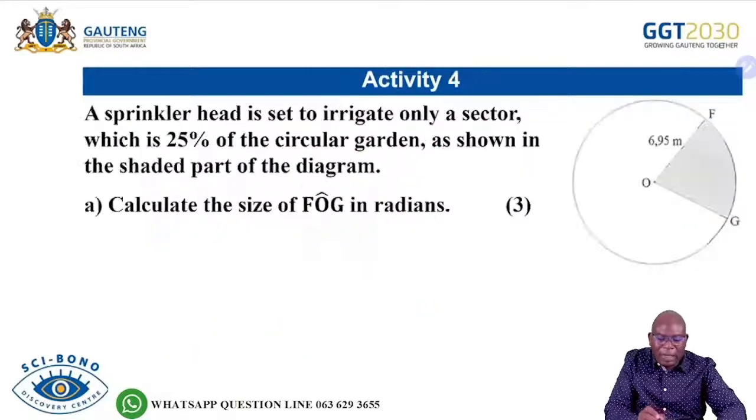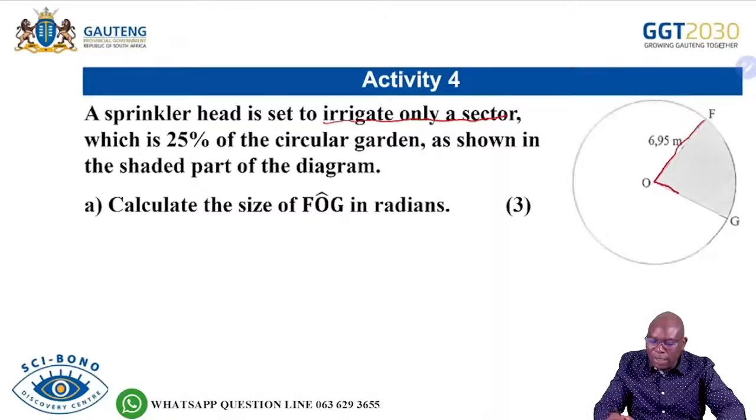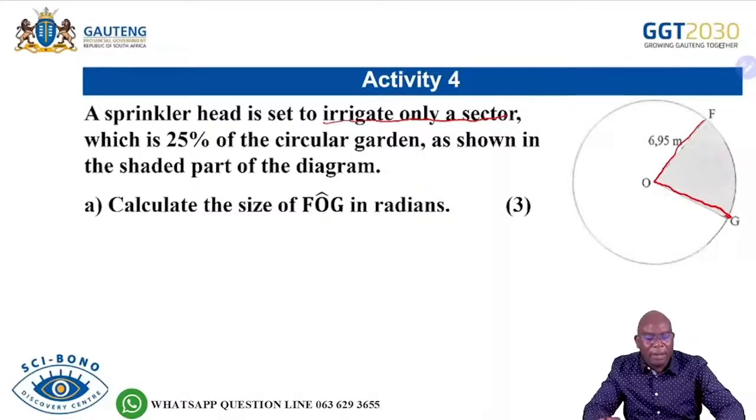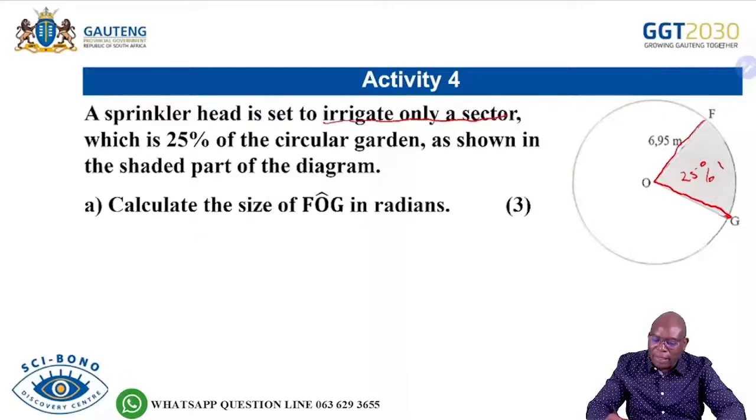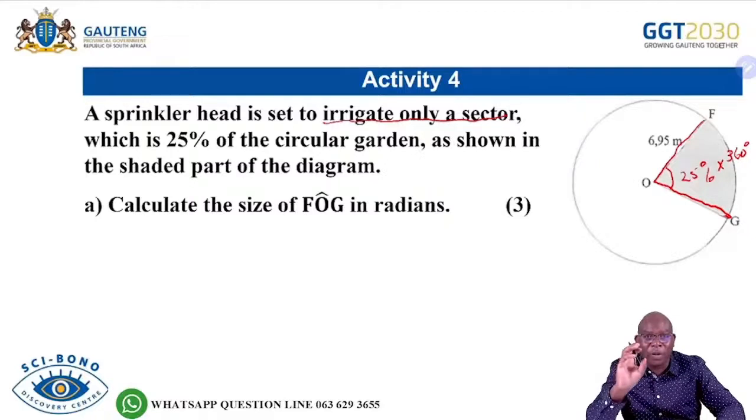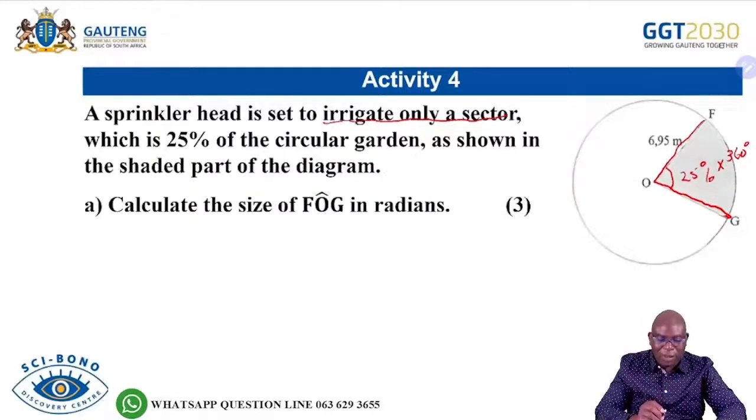A sprinkler head is set to irrigate only a sector. You see, that sprinkler needs to irrigate only this part, which is 25% of the whole circular garden. So for the whole circular garden, because we need the angle, it will be multiplied by 360 degrees. In other words, it's 25% of the whole, so the angle there will be 25% of the whole. But now look at this: calculate the size of FOG in radians.